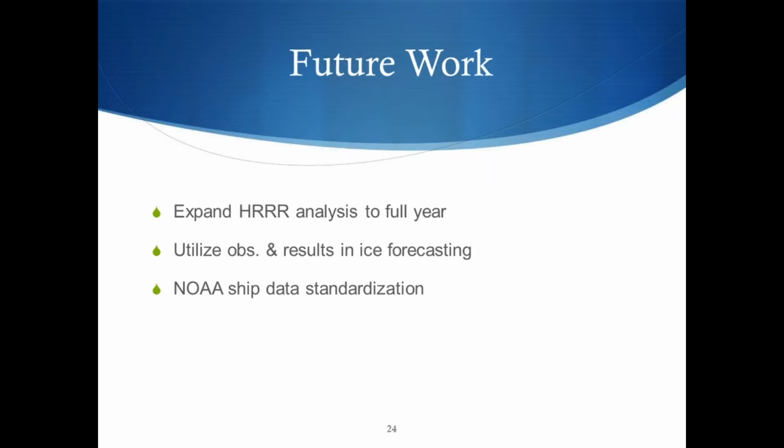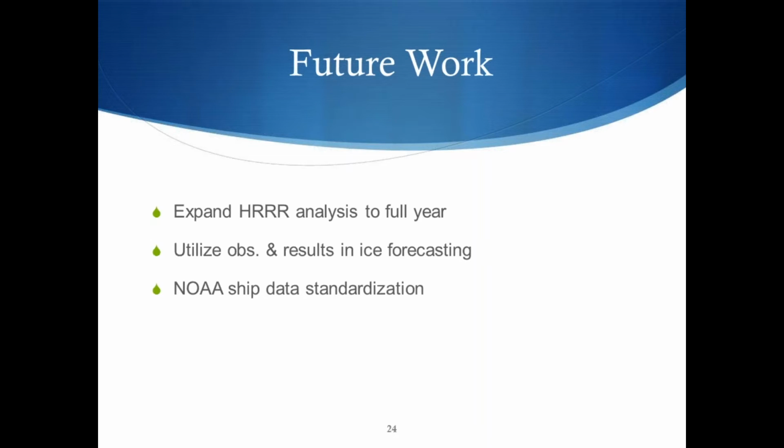So some future work that could come out of this. We'd like to expand HRRR to include the full year so that we could more directly compare it with CFSR and interpolated meteorology. We'd also like to utilize the ship observations and also the results we found with biases to maybe try to improve our ice forecasting.